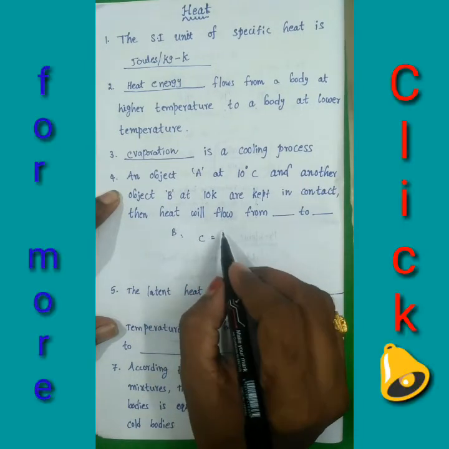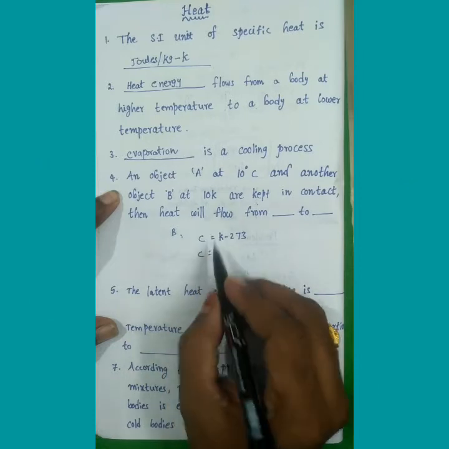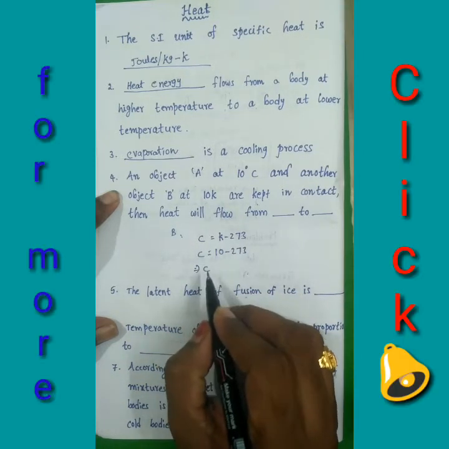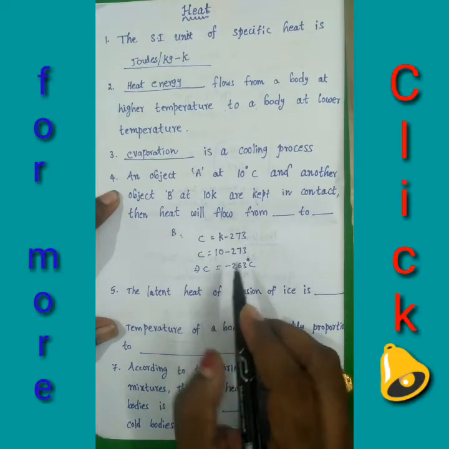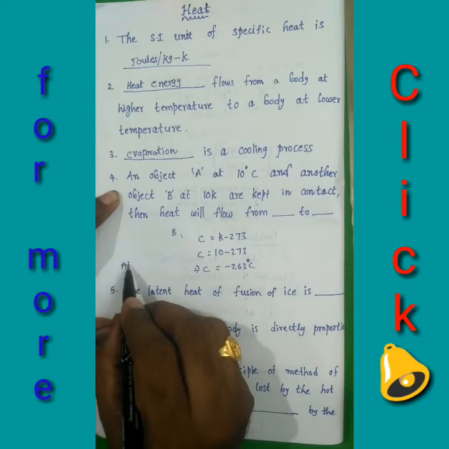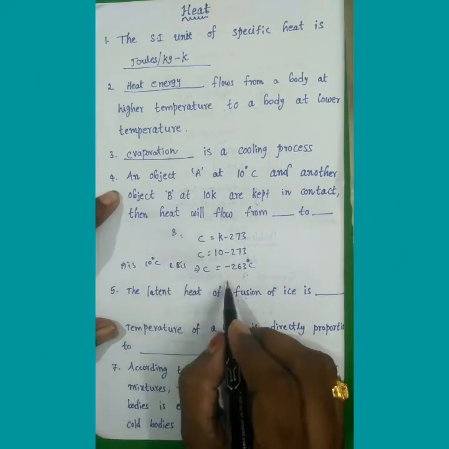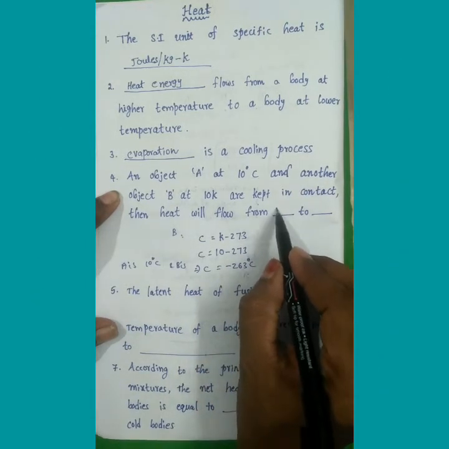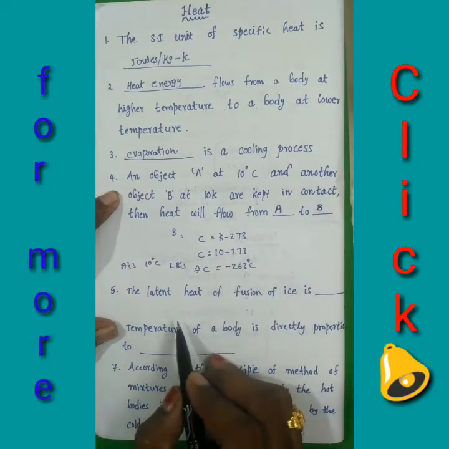The formula is C equals K minus 273. So what is the Kelvin value given? 10 minus 273, which implies B is minus 263 degrees centigrade. A is 10 degrees centigrade and B is minus 263 degrees centigrade. That's why the heat will flow from the hot body, which is A, to the cold body, which is B. That means A to B.